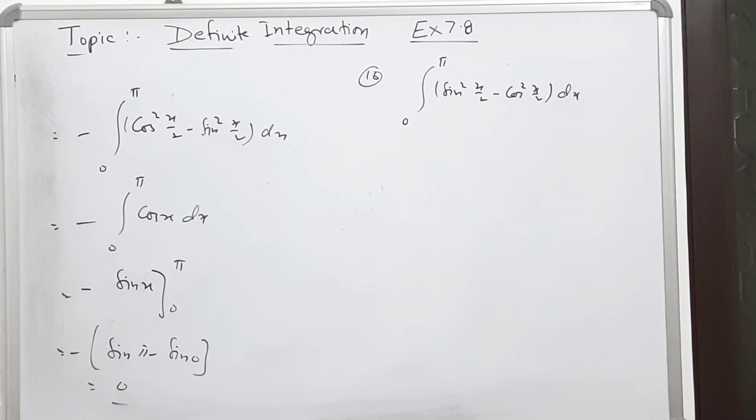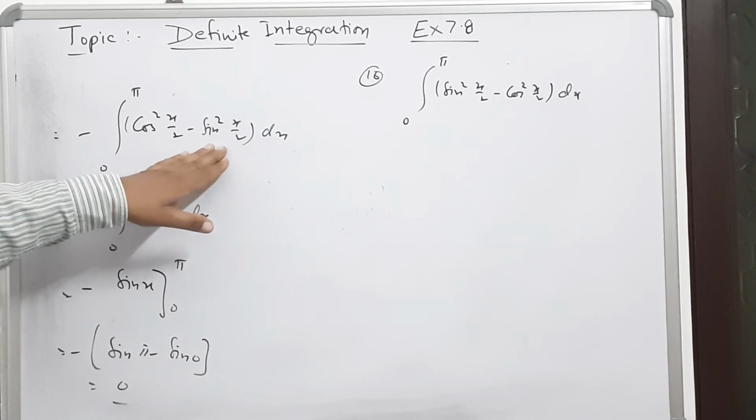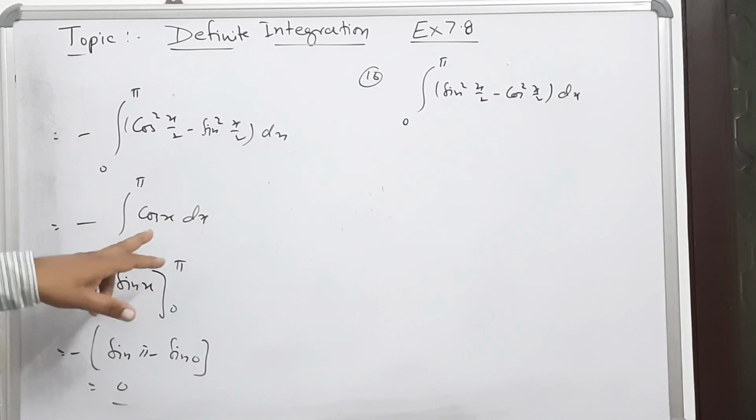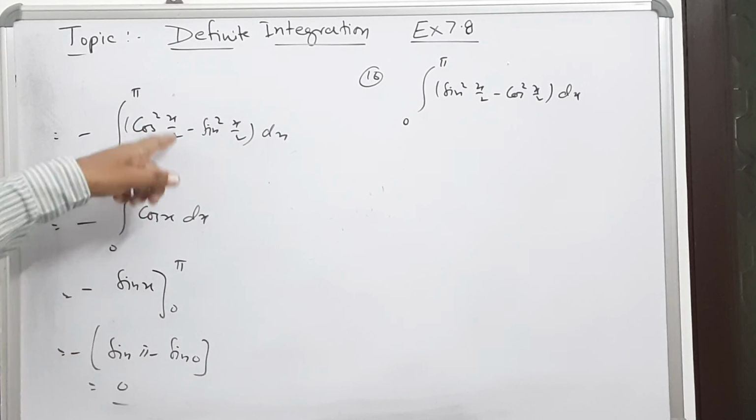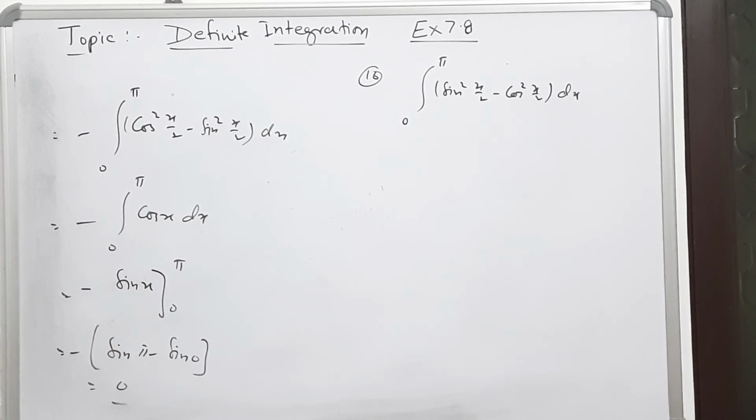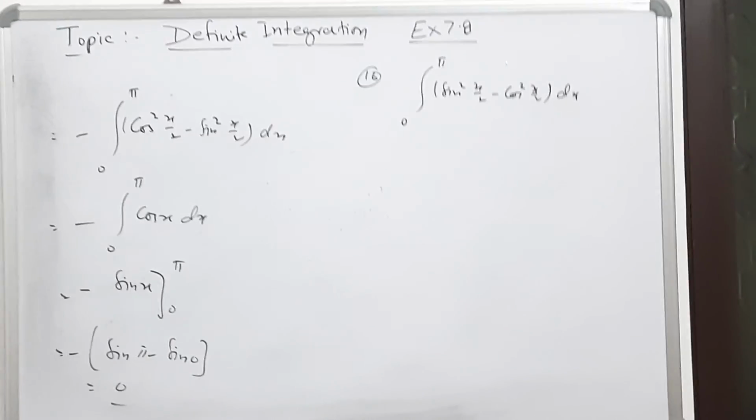So in this way we can apply trigonometrical identities also. You know the identity here, cos 2x is cos square x minus sin square x. It is x by 2, so we write here x. So in this way you can complete this exercise, and I hope this part is clear.